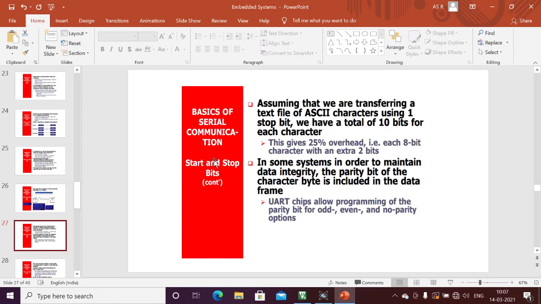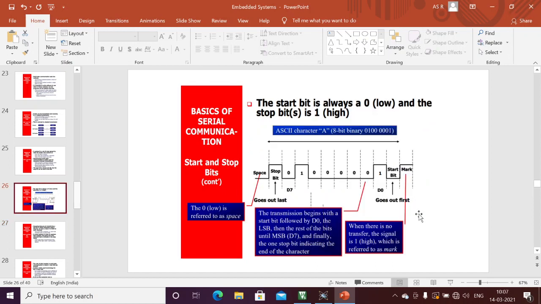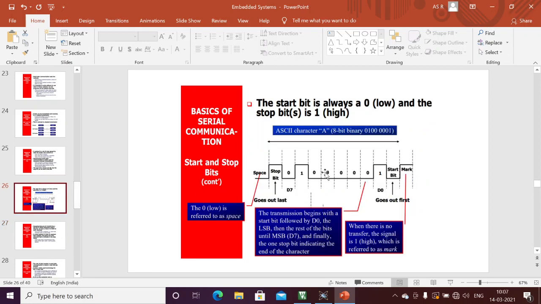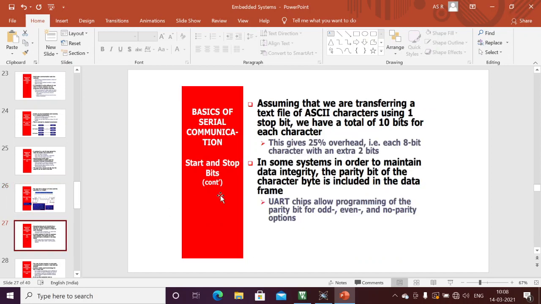Extending this to the start and stop bit, assuming that we are transmitting a text file of ASCII characters using one stop bit, we have a total of 10 bits for each character. Here you see 8 bits of data and two extra bits, one start bit and one stop bit, so we are transmitting 10 bits in each transmission. That gives 25% overhead, that is, an 8-bit character with two extra bits. Out of these, we are adding two more extra bits, and that is why we create 25% overhead in our serial communication.